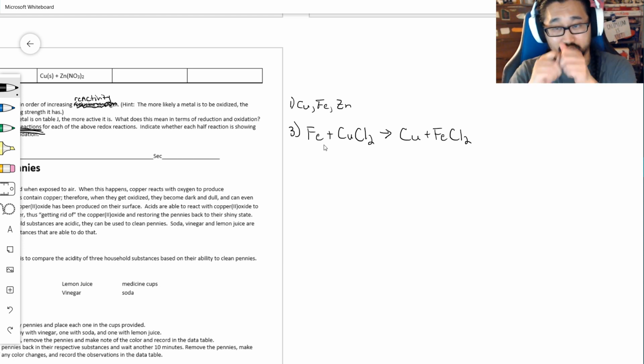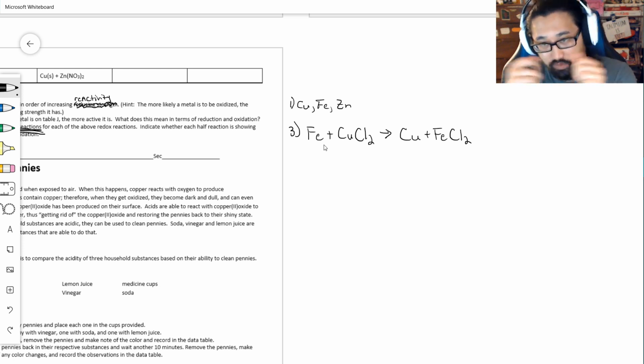What was even more interesting is that you could actually wipe it right off. It was so thin of a layer that it would just come right off.